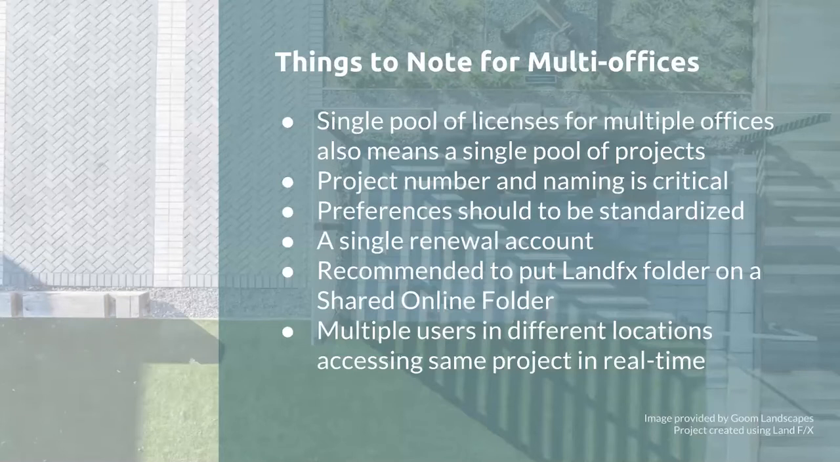So if you have multiple offices accessing the same list of projects, it definitely behooves you to be very careful with how you name and number your projects, how you organize your preferences. You probably should standardize your preferences. We do have tools for setting permissions for all of those things. So that's going to help a bit, but it just is going to be an administrative load that is going to be something to consider should you want that single pool of licenses.